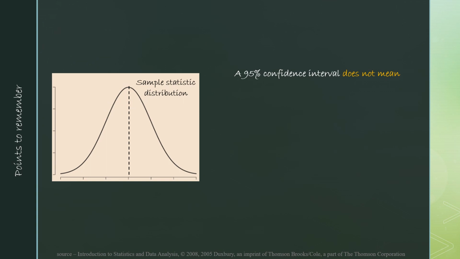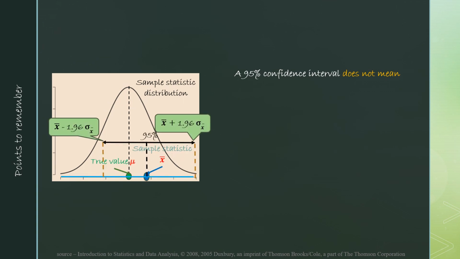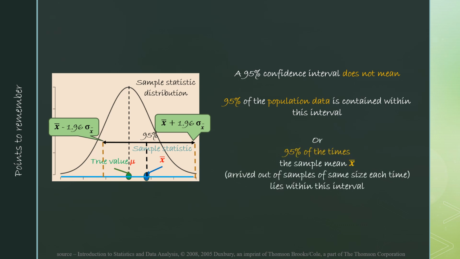The 95% confidence interval does not mean 95% of the population data is contained within this interval, or that 95% of the times the sample mean x bar, arrived at out of samples of the same size each time, lies within this interval.